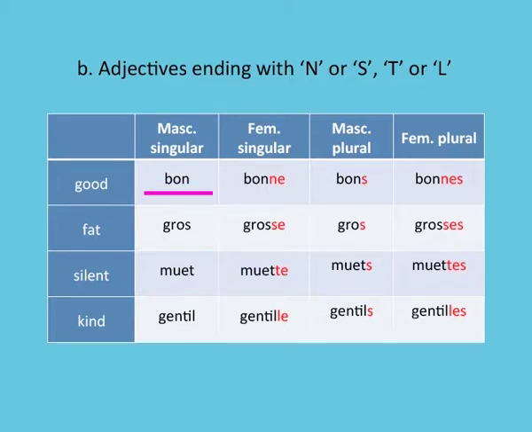Bon, bonne, bon, bonne. Gros, grosse, gros, grosse. Muet, muette, muet, muette. Gentil, gentil, gentil, gentil. Now let's look at a few sentences.